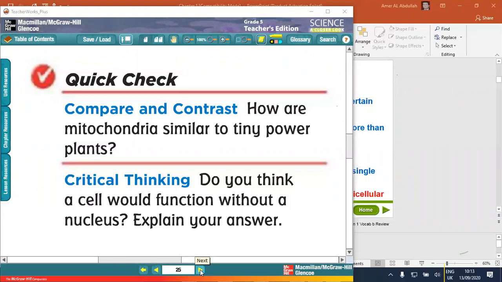Pause. A cell would not be able to break down food to provide energy, grow or move without a nucleus. Now I will repeat the answer to question number 1, last time: mitochondria are similar to power plants because they provide energy for the cell.